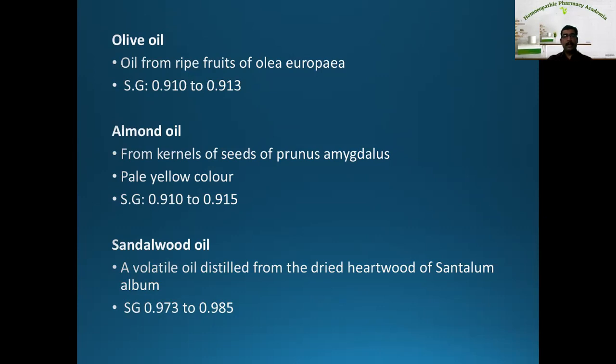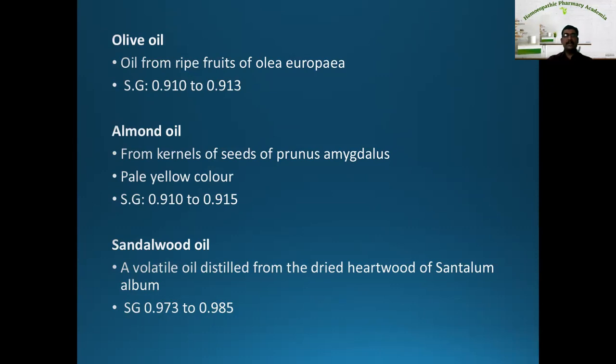Now, the properties of almond oil: like olive oil, it is pale yellow, a slight odor is present, the taste is bland, it is miscible with chloroform and solvent ether, but it is immiscible with alcohol. And like olive oil, almond oil is also used for preparation of liniment where olive oil is not available. It is also used as a soothing application for excoriations and skin diseases. Because of the high protein content in almond oil, it can also be used in certain types of skin diseases, especially exfoliative skin diseases where there is scale formation.